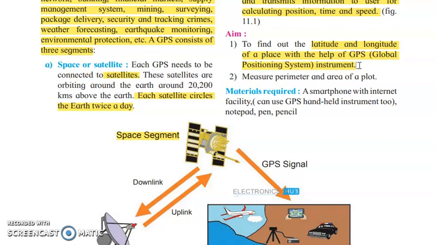Okay, so what is the full form of GPS? GPS is nothing but Global Positioning System. Okay, so now the aim is what? To find the latitude and longitude, and the second thing is to find the perimeter as well as the area of a certain plot. So these are the two aims of our practical.